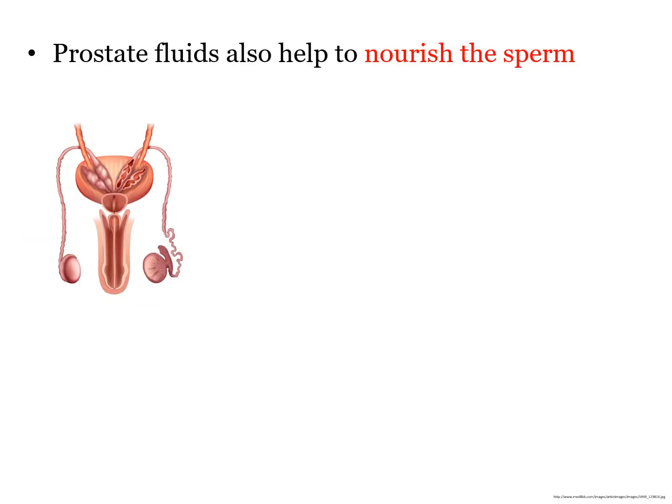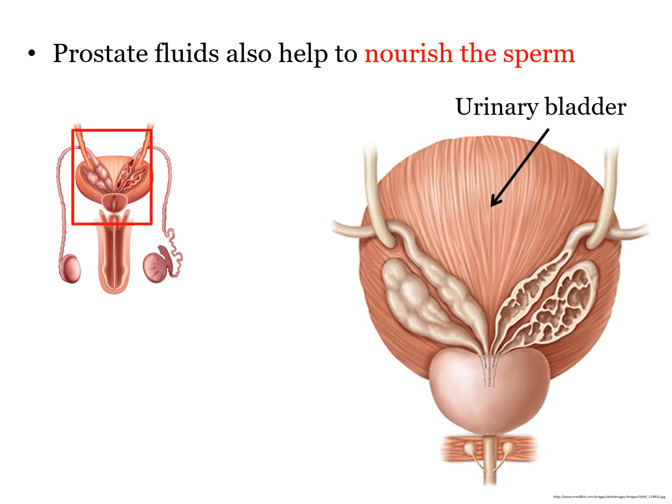The urethra runs through the center of the prostate, from the bladder to the penis, letting urine flow out of the body. The prostate secretes fluid that nourishes and protects the sperm.